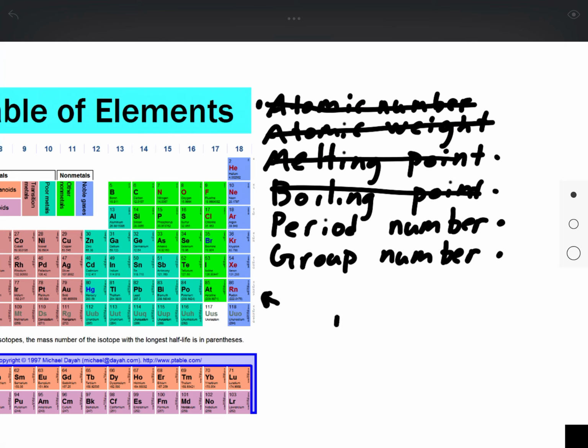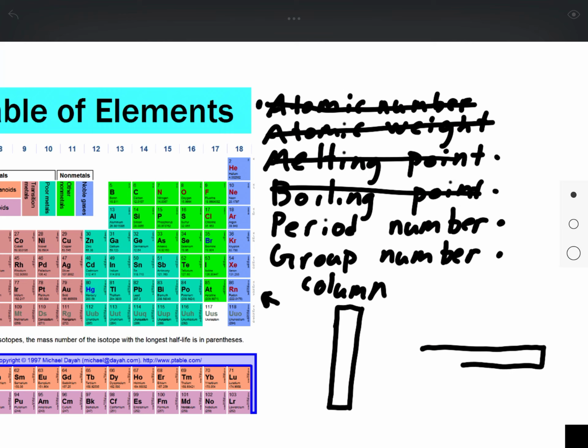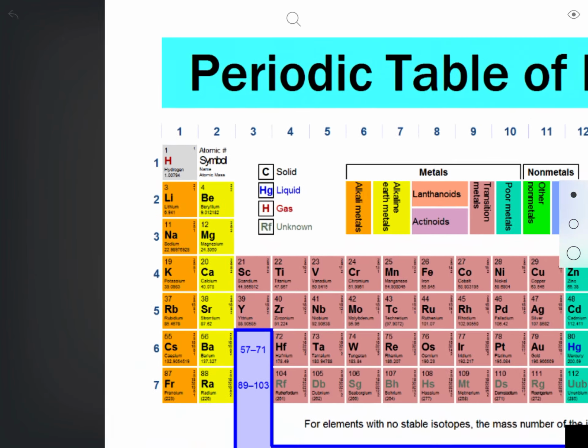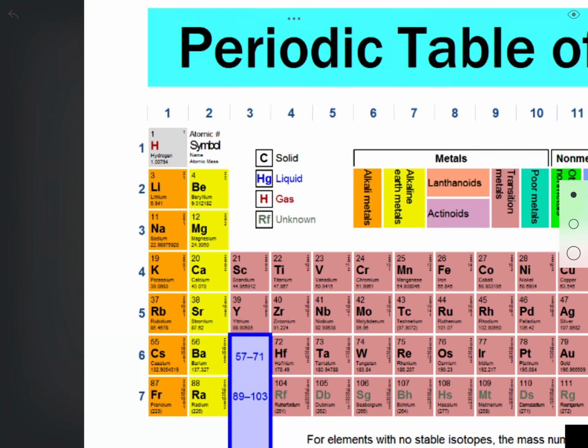A column is something that goes straight up and down, okay? That is a column, and that's how you spell column with an N at the end. And a row is something that goes side to side like this. You spell row like this. When we're talking about period number and group number, we're talking about the different columns and rows in the periodic table. So periods are the rows in the periodic table.